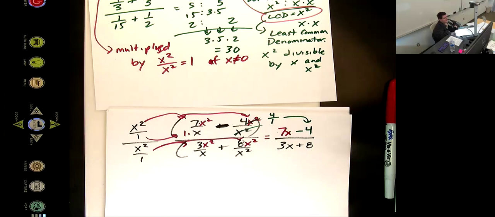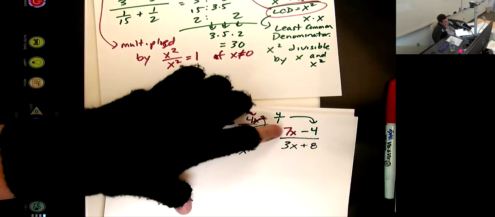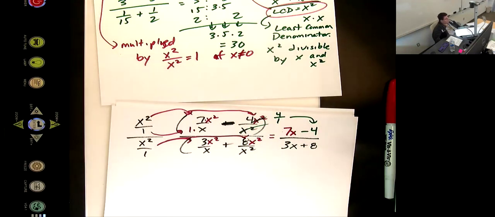Now, I could look to see if anything simplifies more by trying to factor anything out. But 7's a prime number, and so is 3. And so those aren't factoring anymore. And some of them have x's, some of them don't, so nothing cleans up here. So that's actually the simplest form.